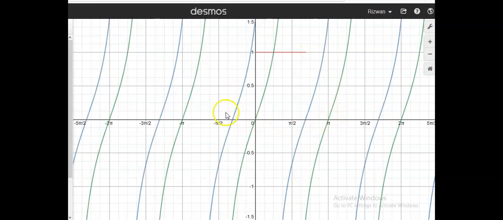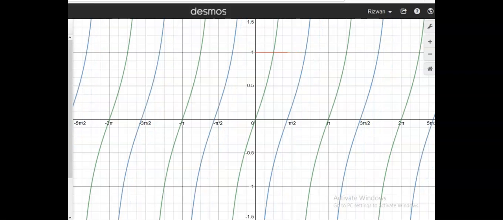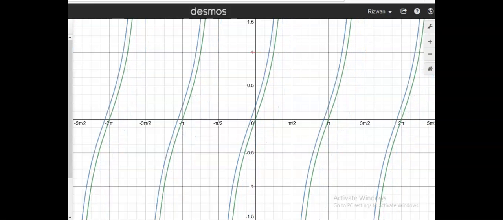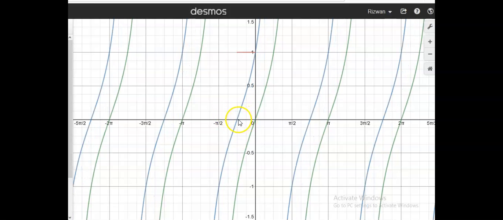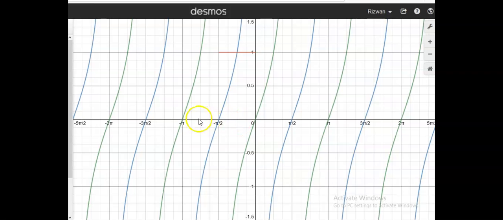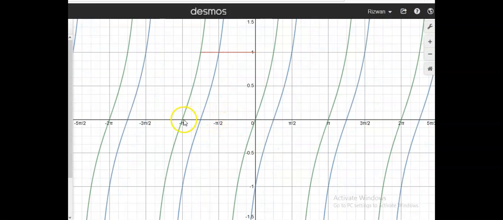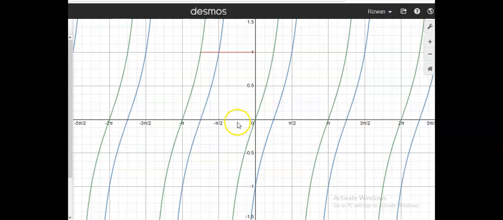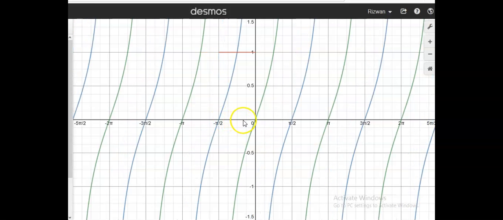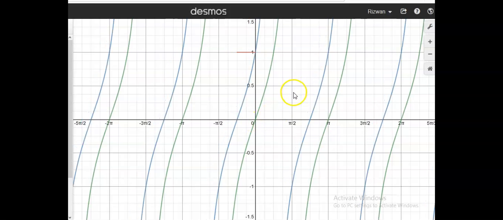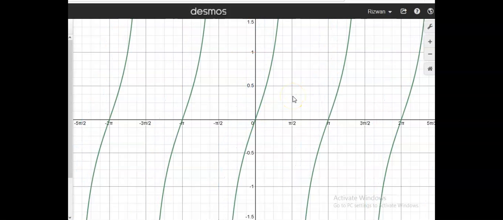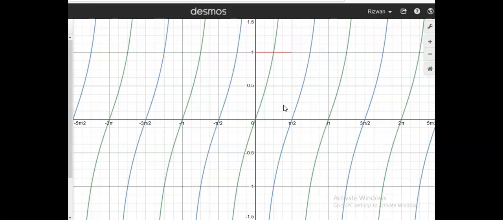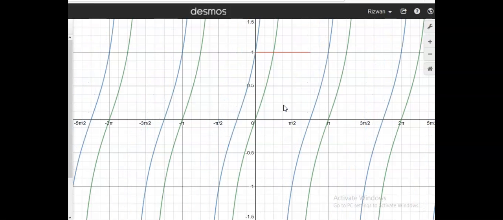Every pi value, it is superimposing the green graph, showing that the periodicity is pi, not 2 pi. So the tangent has a periodicity of pi. Again, it's coming backward. You can see the difference between 0 and pi, and the blue graph is superimposing the green graph. So for every pi value, there is a periodicity of the tangent function. Similarly, the cotangent function also shows a periodicity of pi. So this means that sine and cos and their reciprocals have a periodicity of 2 pi, while tangent and cotangent have a periodicity of pi.